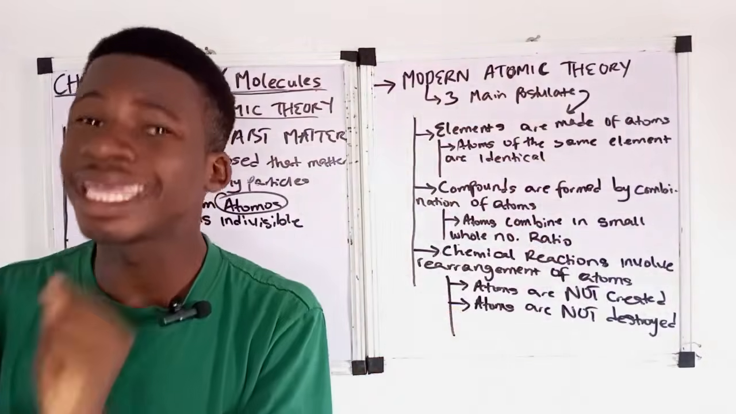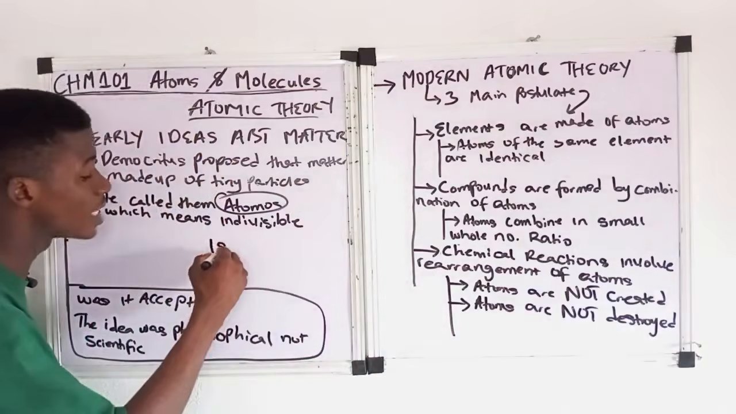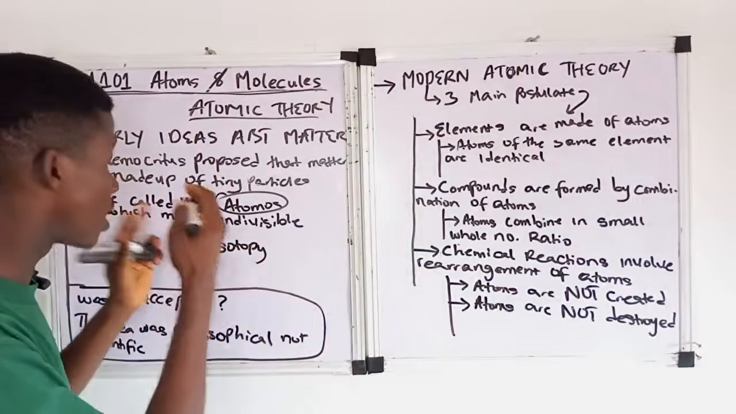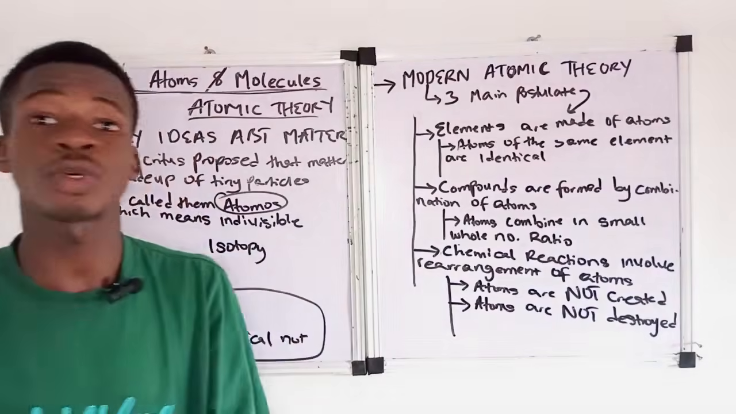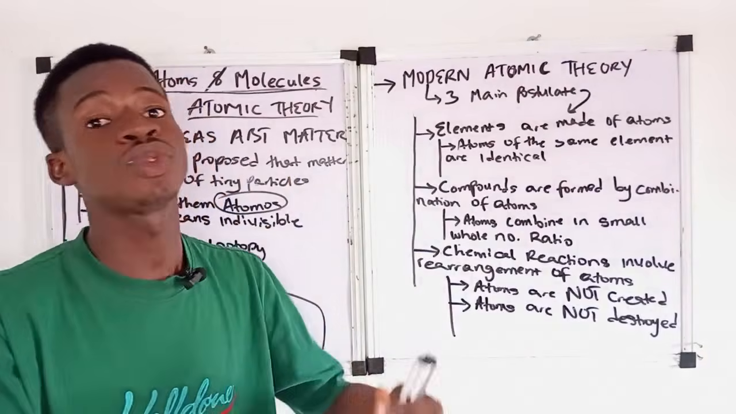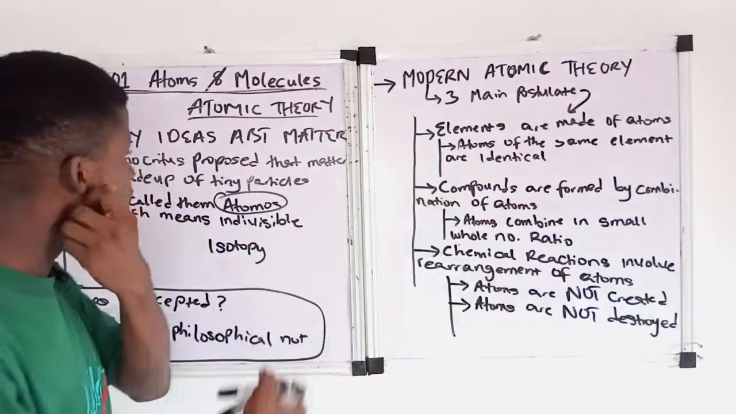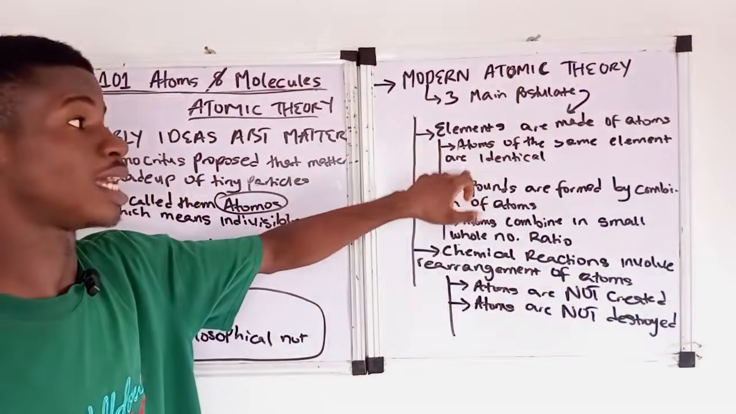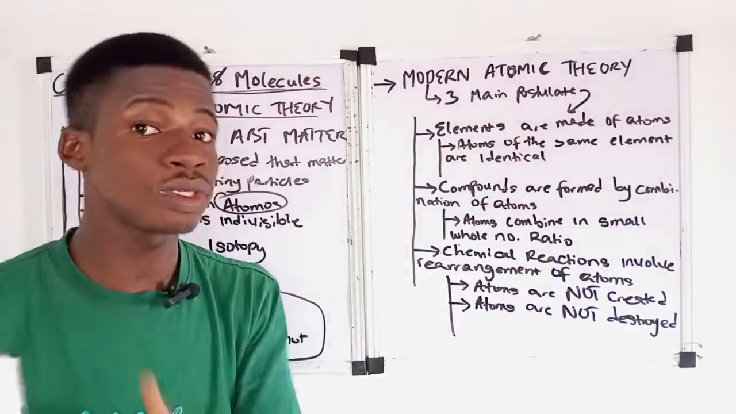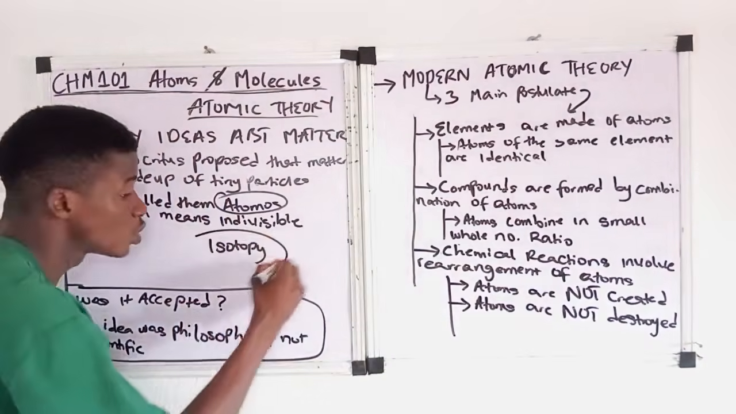Not all atoms of the same element are identical. There's a phenomenon known as isotopy. Isotopy is a process whereby atoms of the same element have the same atomic number but different mass number, due to differences in neutron number. So due to this discovery, the first postulate, that atoms of the same element are identical, is proven wrong by the discovery of isotopy.